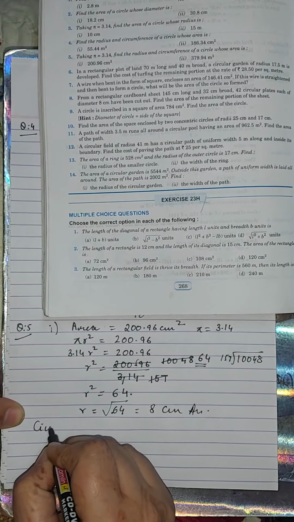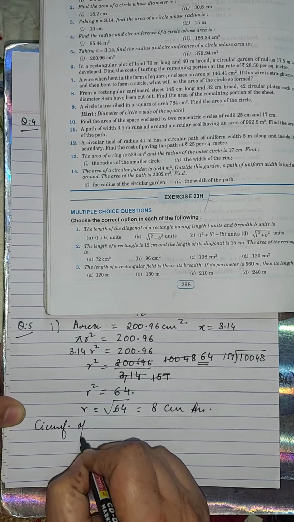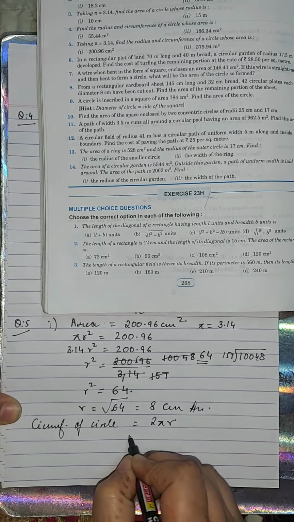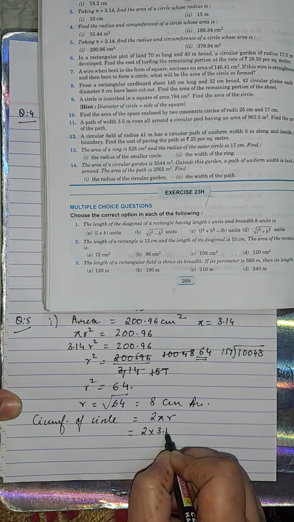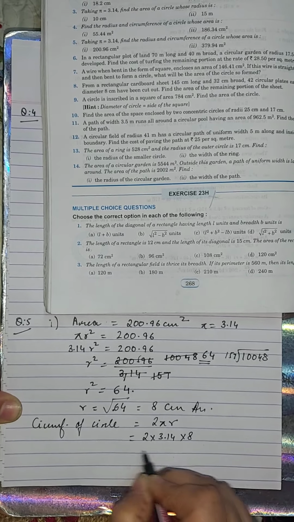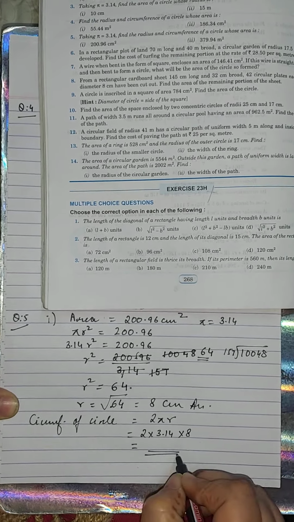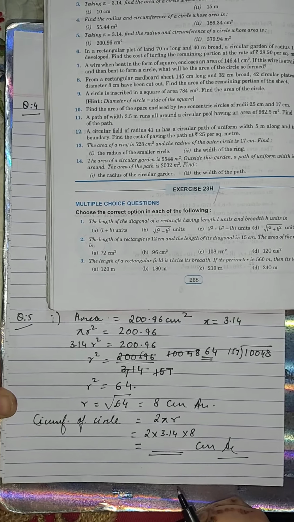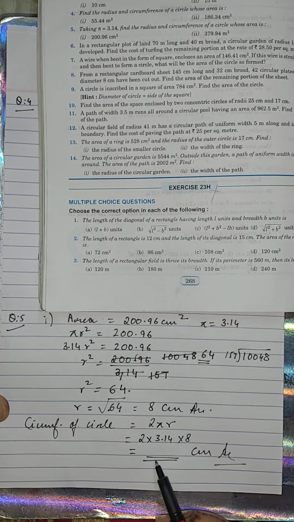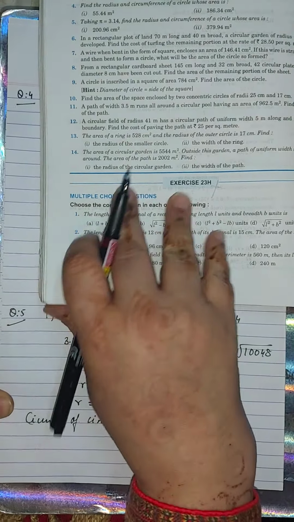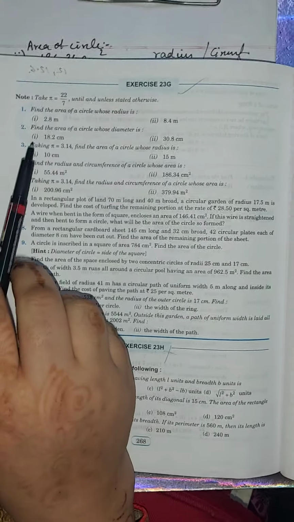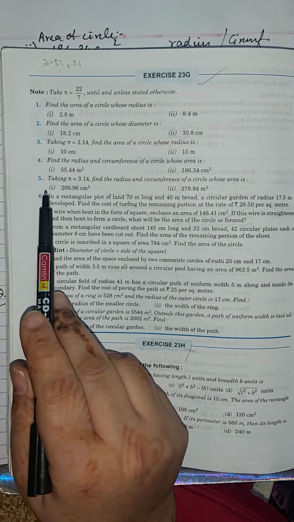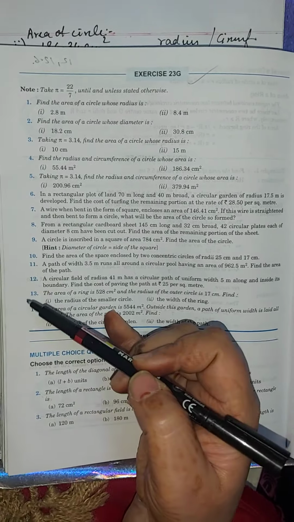Now radius you got it, 8 centimeter. You will find the circumference of circle. That is 2 pi r. 2 into 3.14 into 8. You will multiply it and you will get the circumference of a circle. आपने यहाँ पे multiply करके simple values लिखनी है. So for today you will complete question number 1 to 5 in your notebook, and tomorrow we will start the problems relating to the circle. Thank you.